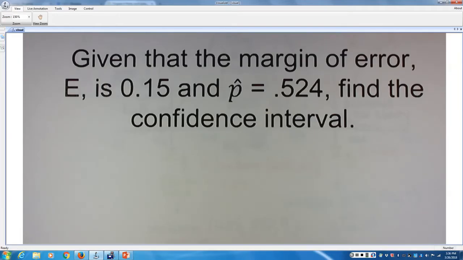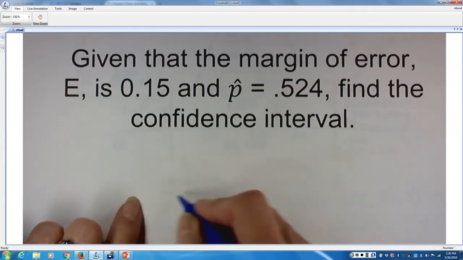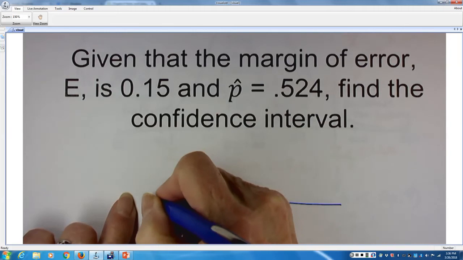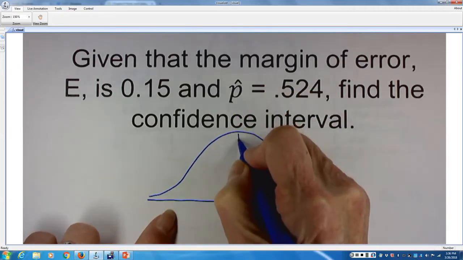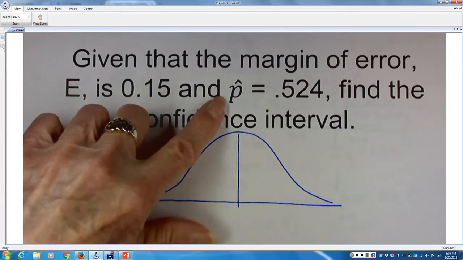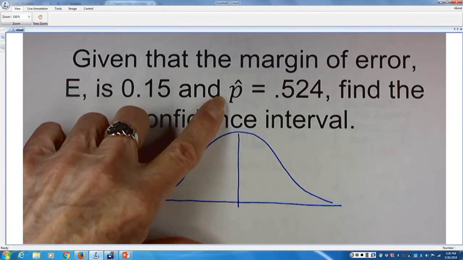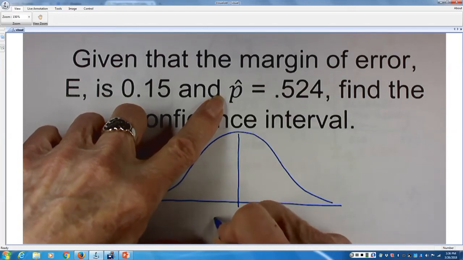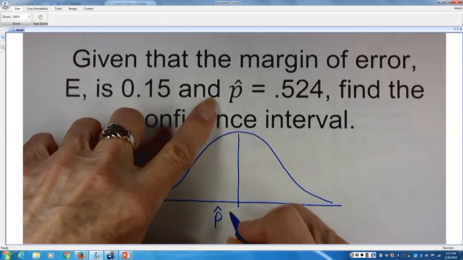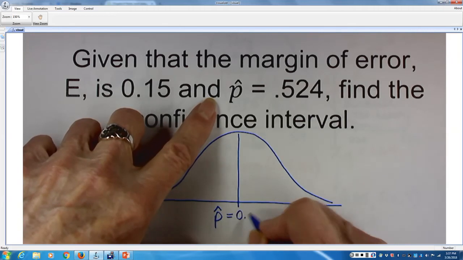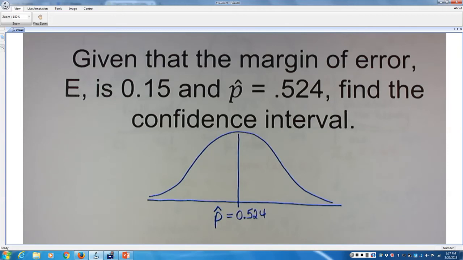So here's that problem. This is what that means. It means you have a normal curve. The population parameters are normally distributed around this, which is a sample proportion. So we're going to use it as the center of our curve because it's the best guess we have for P. So that comes from a sample.